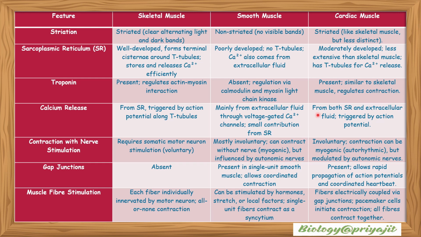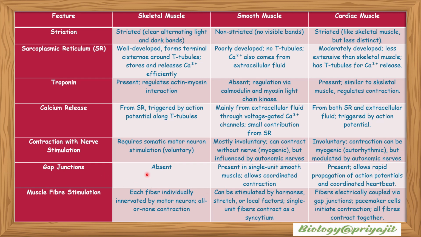In the case of cardiac muscle, the calcium is released from both the sarcoplasmic reticulum and extracellular fluid. They are triggered by the action potential. Contraction with nerve stimulation: skeletal muscle requires somatic motor neuron stimulation, which is voluntary, but smooth muscle is mostly involuntary. They can contract without a nerve, so they are called myogenic, but they are influenced by autonomic nerves. The cardiac muscle is also involuntary like smooth muscle, so its contraction can be myogenic, like autorhythmic, but it is modulated by autonomic nerves.